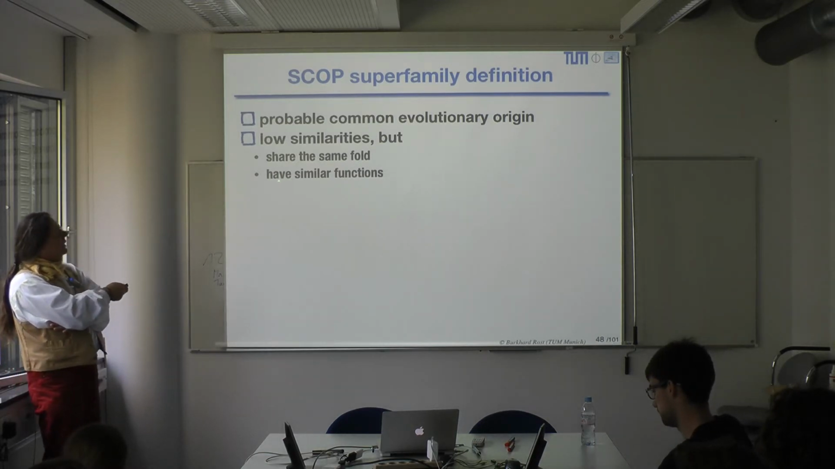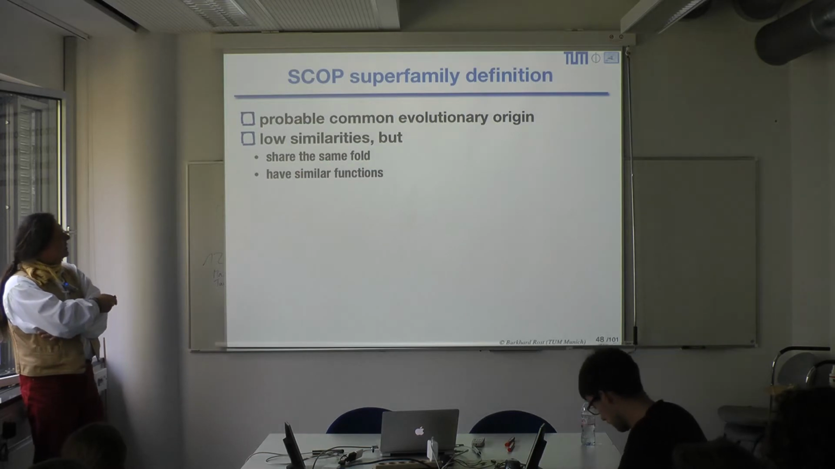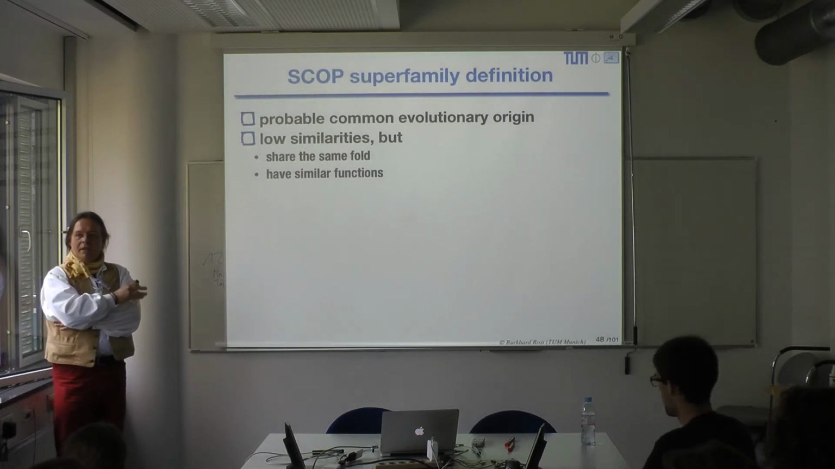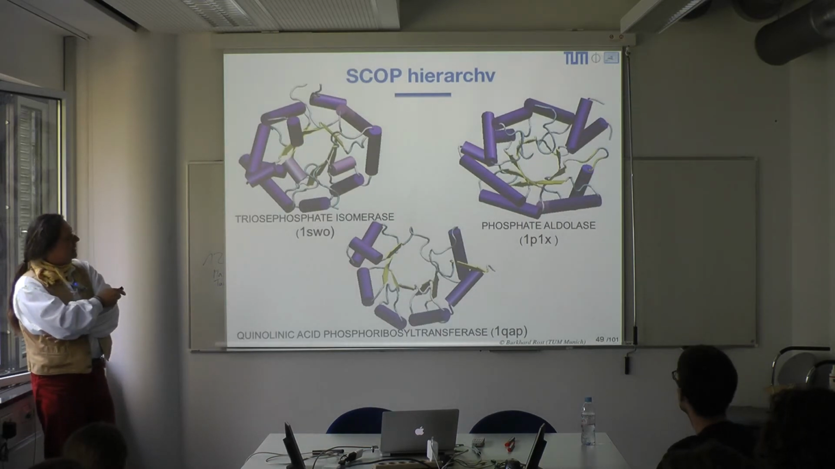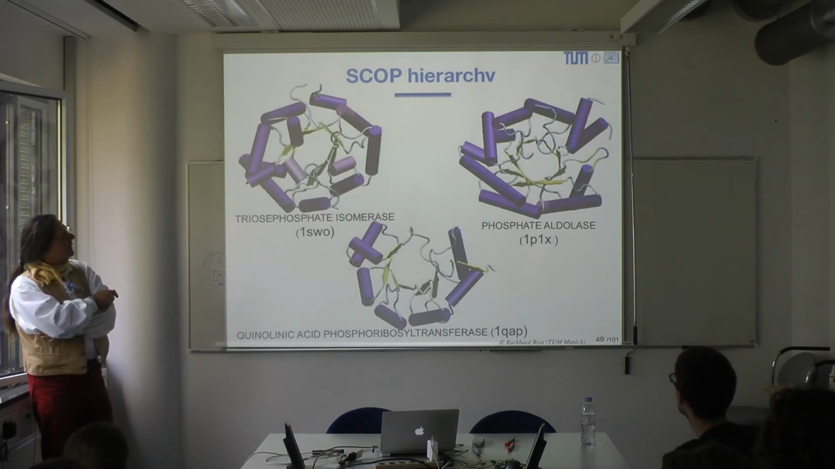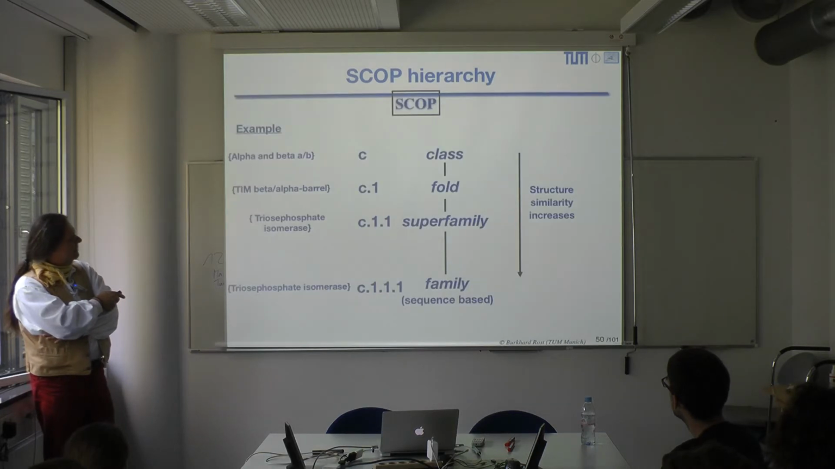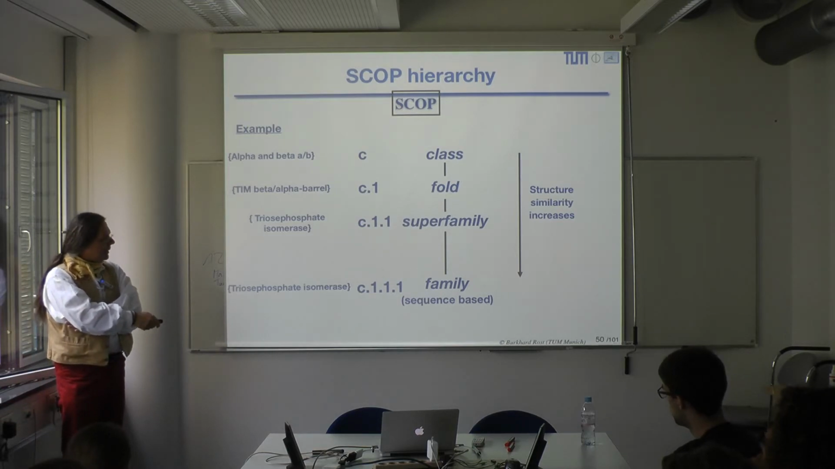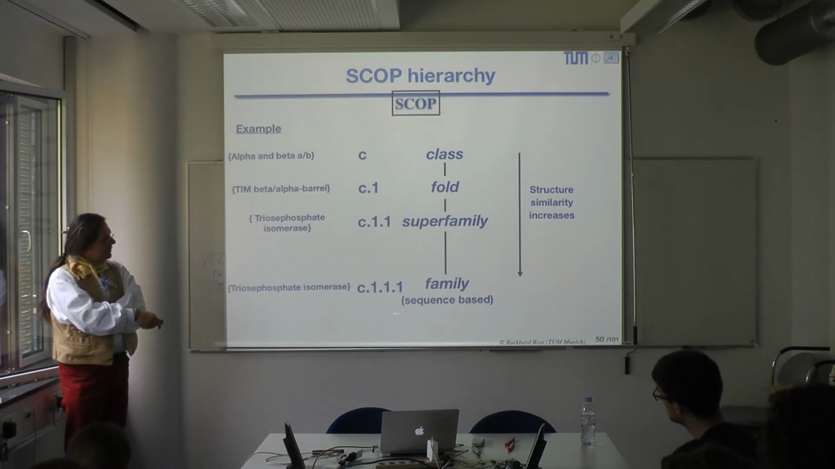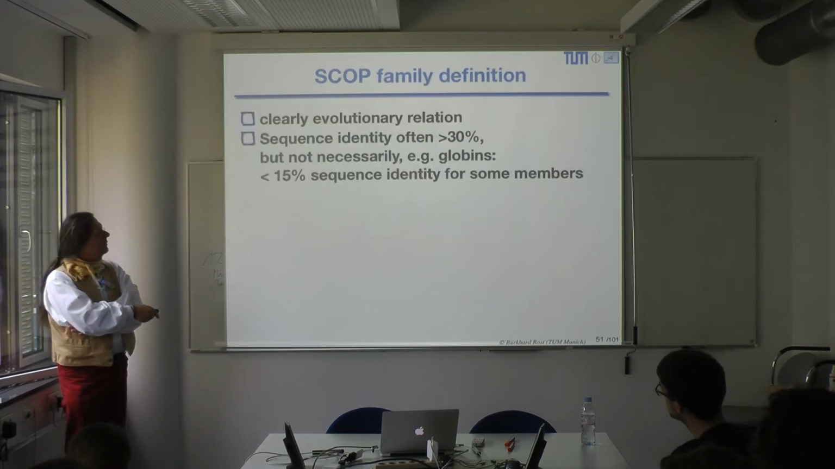They share the same fold, that's what you said. They have a similar function, and essentially Alexei says that he can recognize the reason why they are related. Whenever you have seen him do his magic in real life, you will be somehow convinced that you can trust him. And then we get to the level of family, and that in fact is sequence based.